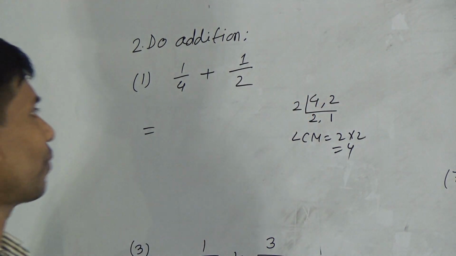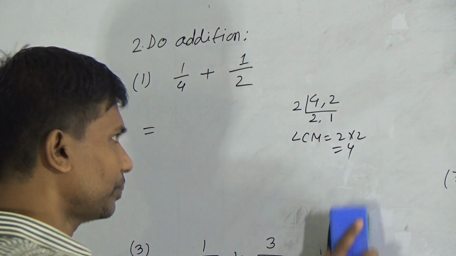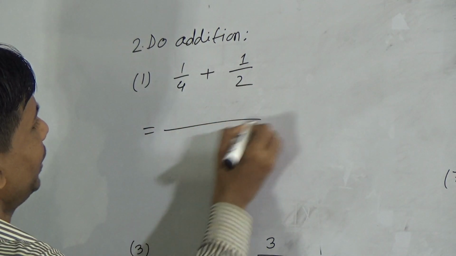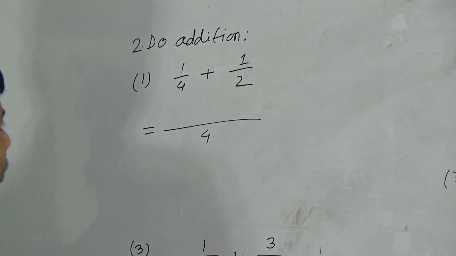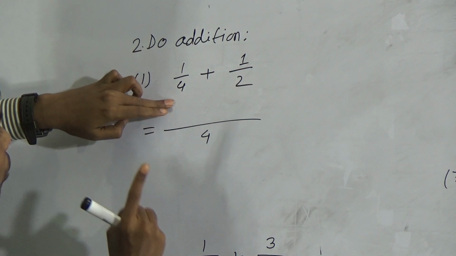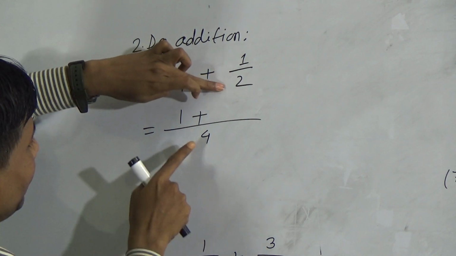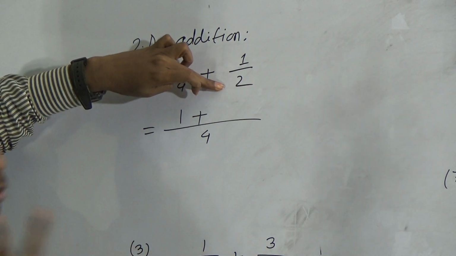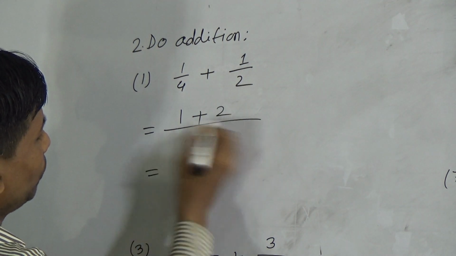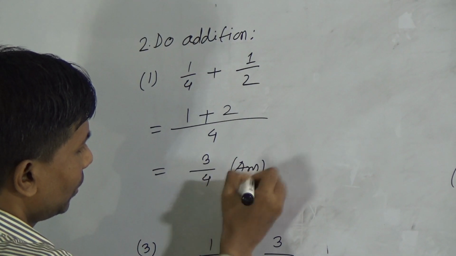Student, this is the rough section. So after writing, you reduce this or erase. Therefore, you have got the LCM is 4. Now look, at first you have to divide 4 by 4. Then you get 1. 1 into 1, 1 plus. Similarly divide 4 by 2, then you get 2. 2 1s are 2. Okay, student, this is equal to 2 plus 1, 3. 3 by 4, and this is the answer.